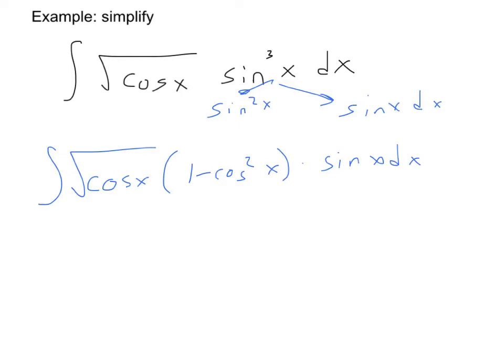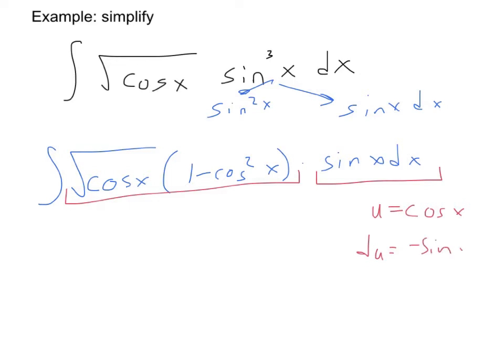The setup is, at the end of the problem, there's a sine x dx, and everything else in the problem is in terms of cosine. So the substitution that makes sense should be using u equals cosine x. It means your du will be negative sine x dx. So all you really need to do is move that negative over. Negative du will be sine x dx.